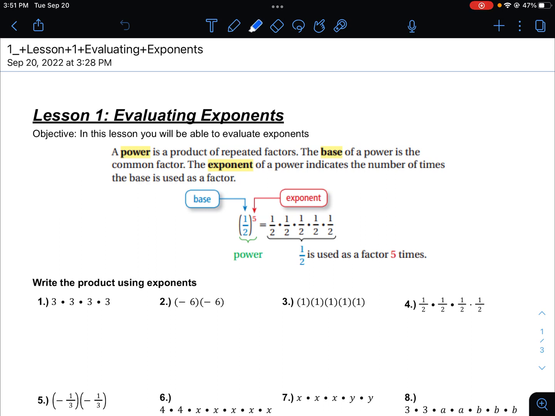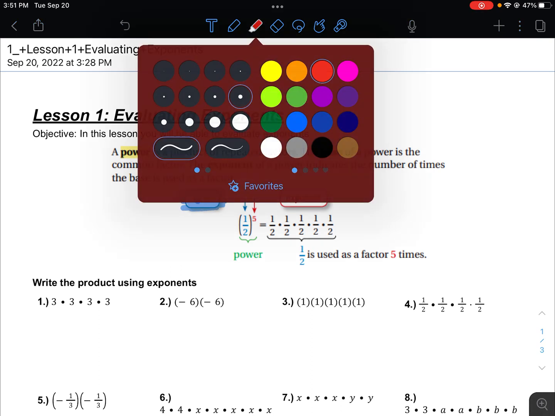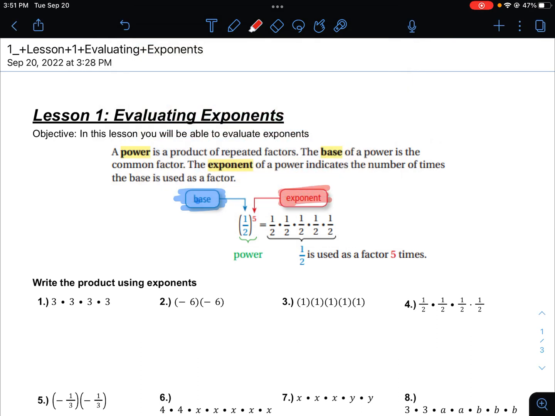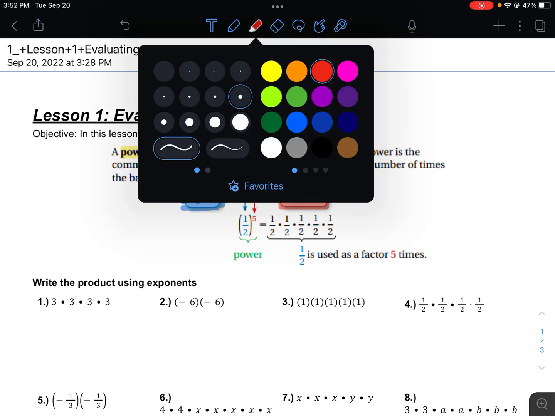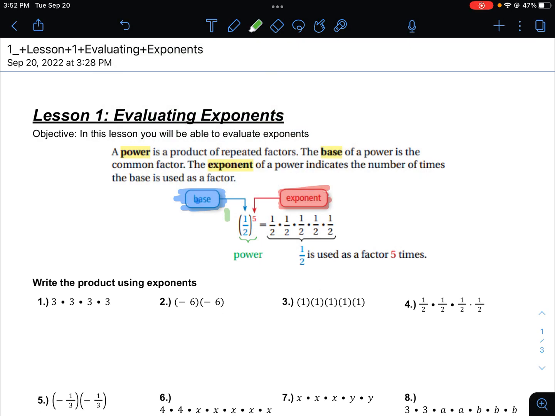So you have your base, which is the number that is the main number in the problem. You have your exponent. This exponent tells us how many times we're going to multiply the base by itself. And then when we talk about the total unit, 1/2 to the 5th power, that is called our power.